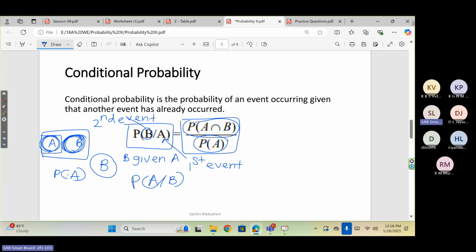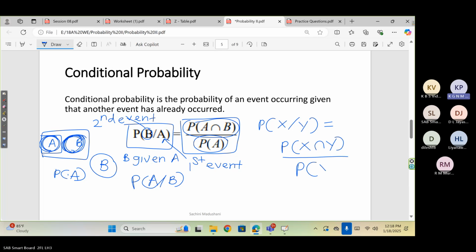Clear? Then we take another example: X given Y. Tell me, what is the first event here? Y. The second event is X. Then how do we find it? Take the intersection of these two events, then divide by the probability of the first event. What is the first event? Y. Now clear? This is the way we can find the answer for the conditional probability.